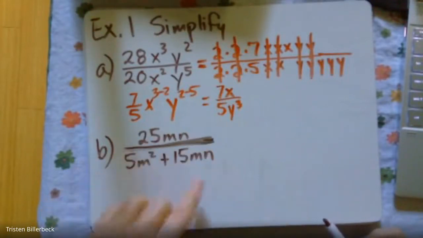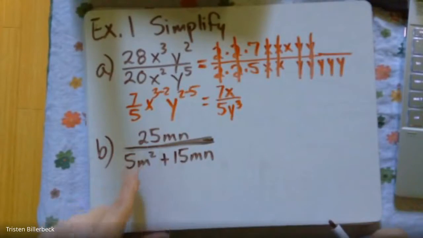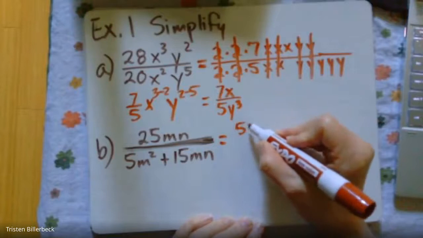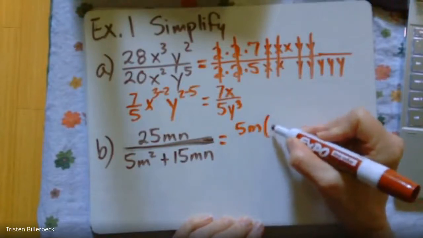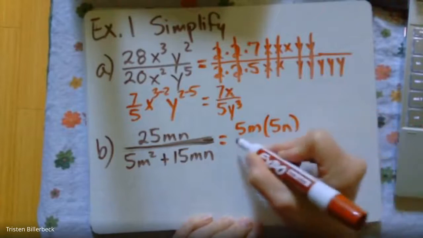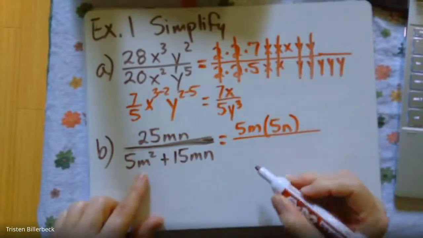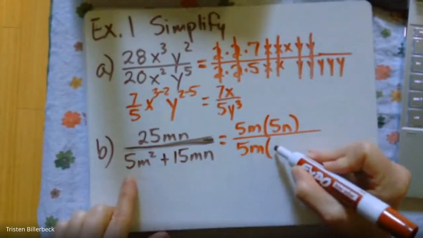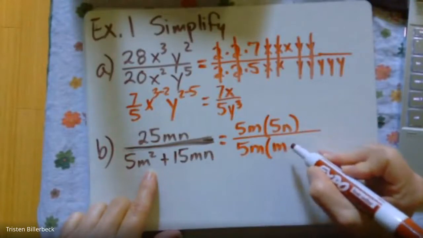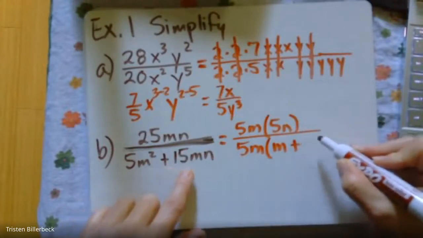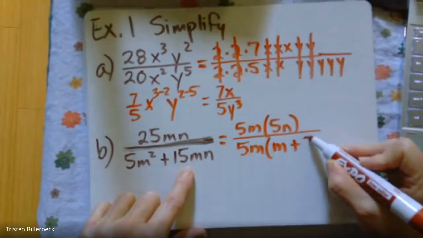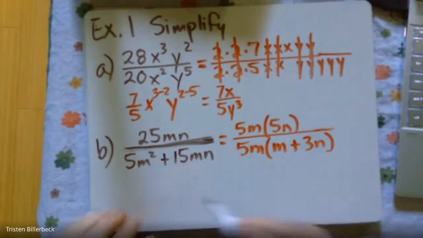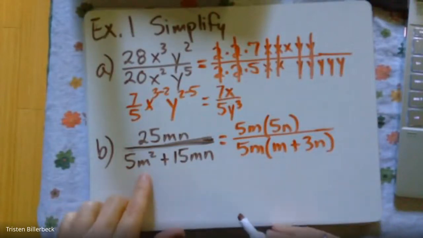All right, let's look at this. It looks like everything has an m and a 5. So let's pull that 5 and m out. So we have 5m times 5n. And then down here, I have 5m. If I pull that out, I end up with m plus 3n. I just divided everything down here by 5m.